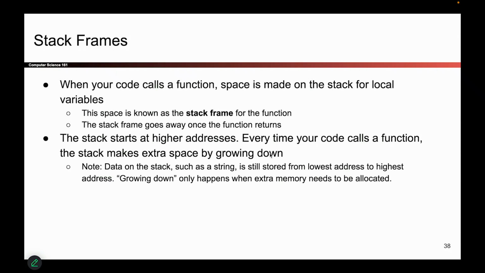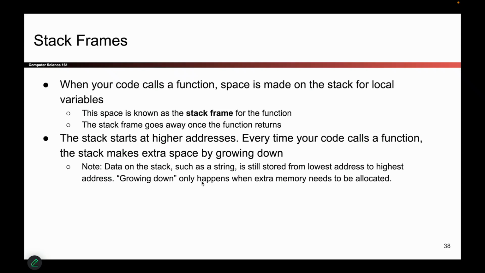When I say growing down, I am saying only one thing. It just means if I need more memory, I need more space to store things, I'm going to use a lower address. That's all that growing down means. It doesn't mean anything else. So strings are still read from lowest address to highest. Addresses still increase as you move up the stack. Everything is still the same. When I say growing down, it just means if I need more space, the extra space comes from lower addresses.